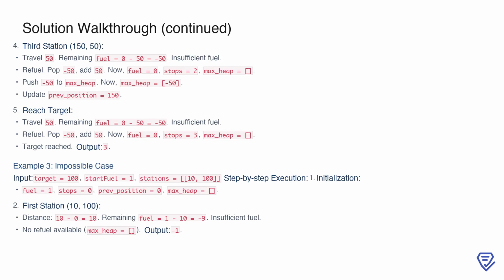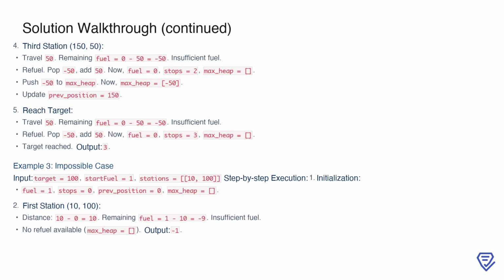Now, to reach the third station at position 150, we need another 50 units of fuel. Again, our fuel is insufficient, so we refuel using the max heap. Popping the heap provides 50 additional fuel, bringing our total back to 0 and increasing our stop count to 2. The fuel from this station is added to the heap as minus 50, leaving the heap containing minus 50. The previous position is updated to 150.